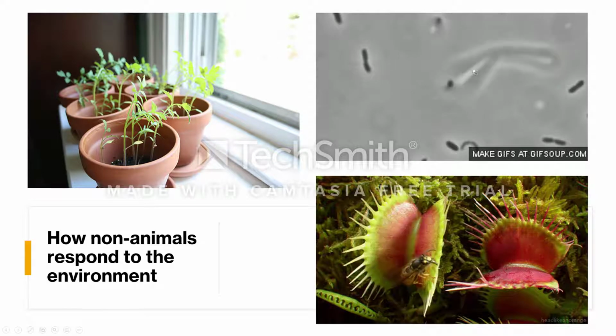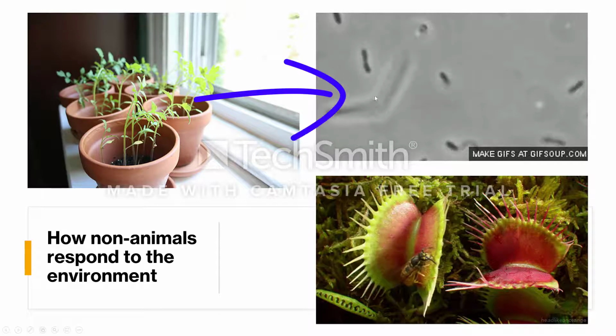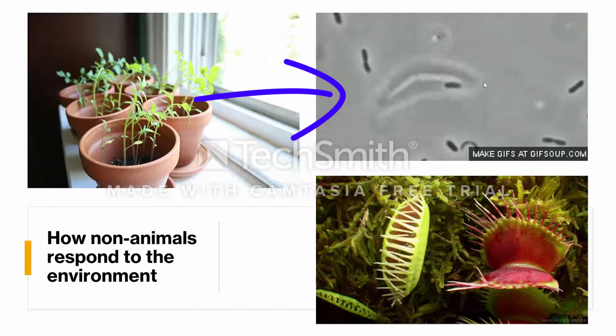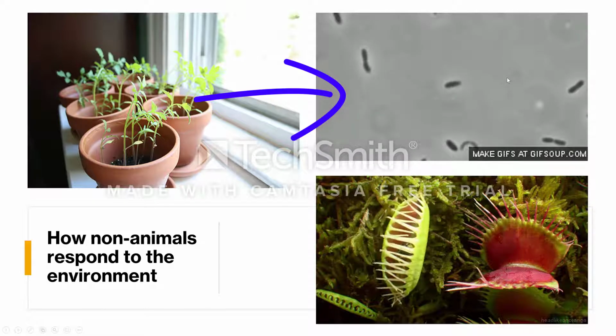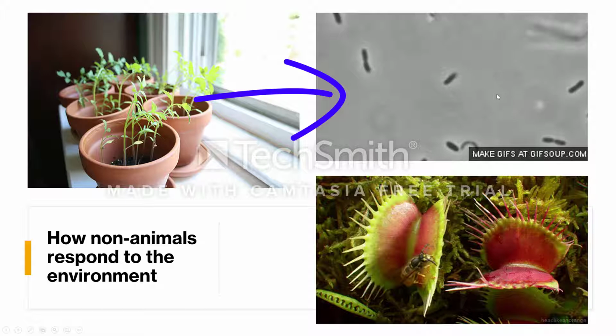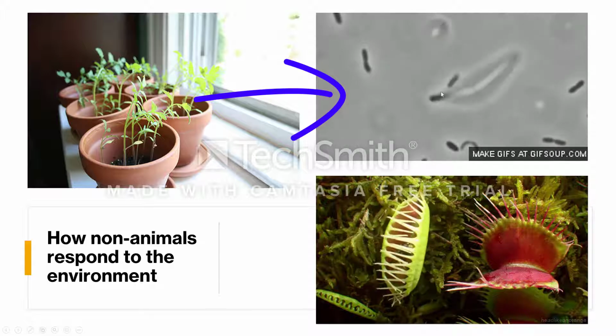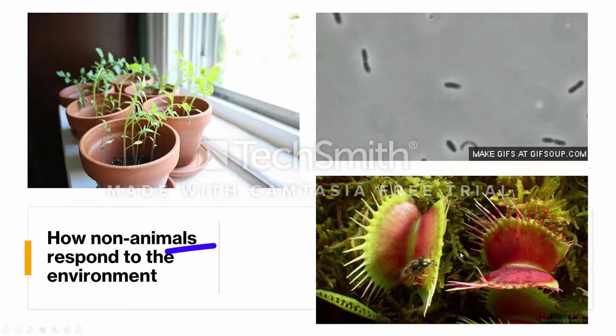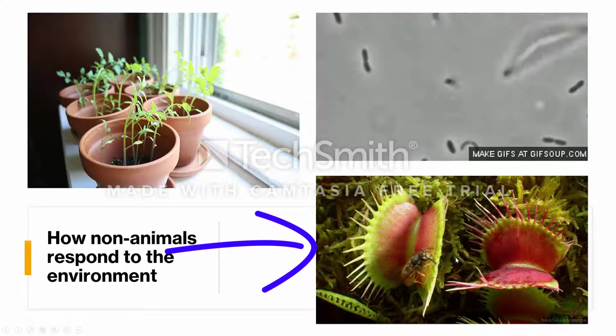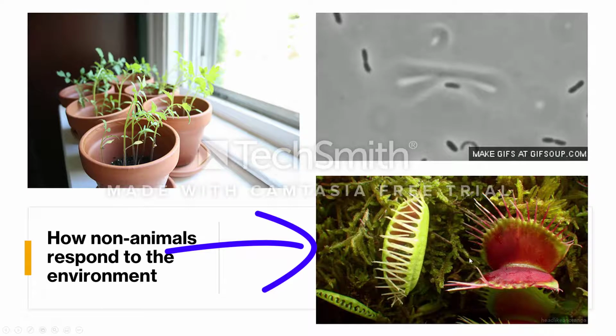Here we've got a GIF of some bacteria that are moving. A lot of them have these long swimmer tail looking things called flagella at the end that are too small to see in the microscope photo, but they can go towards things like sugars and away from things like dangerous chemicals or antibiotics that could hurt the bacteria. Down here we've got a Venus flytrap, so some plants are actually capable of movement.